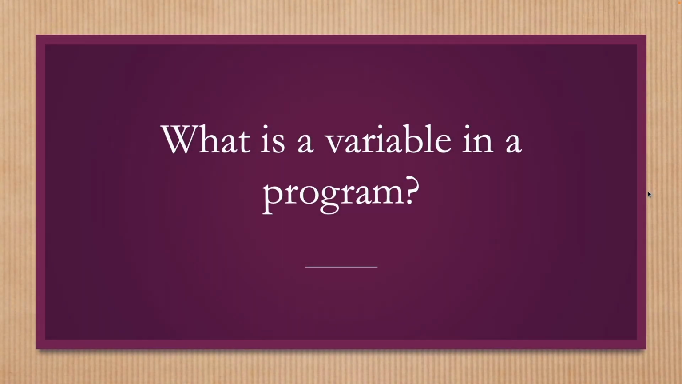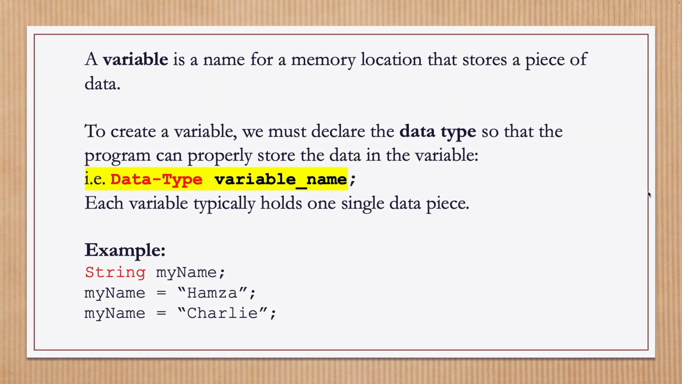So what is a variable in a program? Let's just do a review on variables again. A variable is a name for a memory location that stores a piece of data so that you can use it in other parts of your program. To create a variable, you must declare the data type so that the program can properly store the data in the variable. Each variable typically holds one single data piece, and especially the ones that we've been working with can only hold one single data piece.